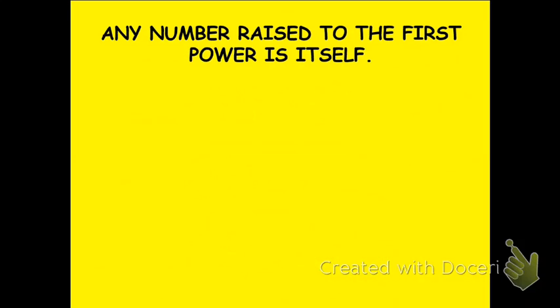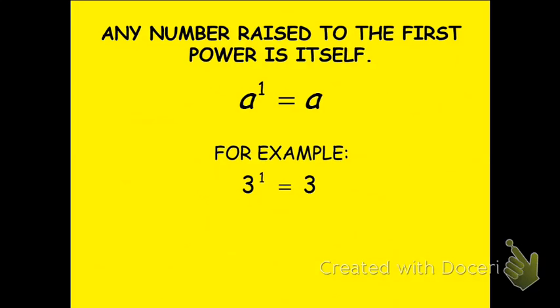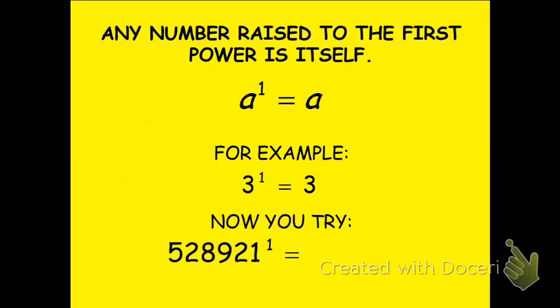All right, only 2 more slides to go, guys. So any number raised to the first power is itself. We talked about this yesterday, and you guys already know this. A to the first power is A. I'm going to go through this pretty quickly. 3 to the first power is itself.